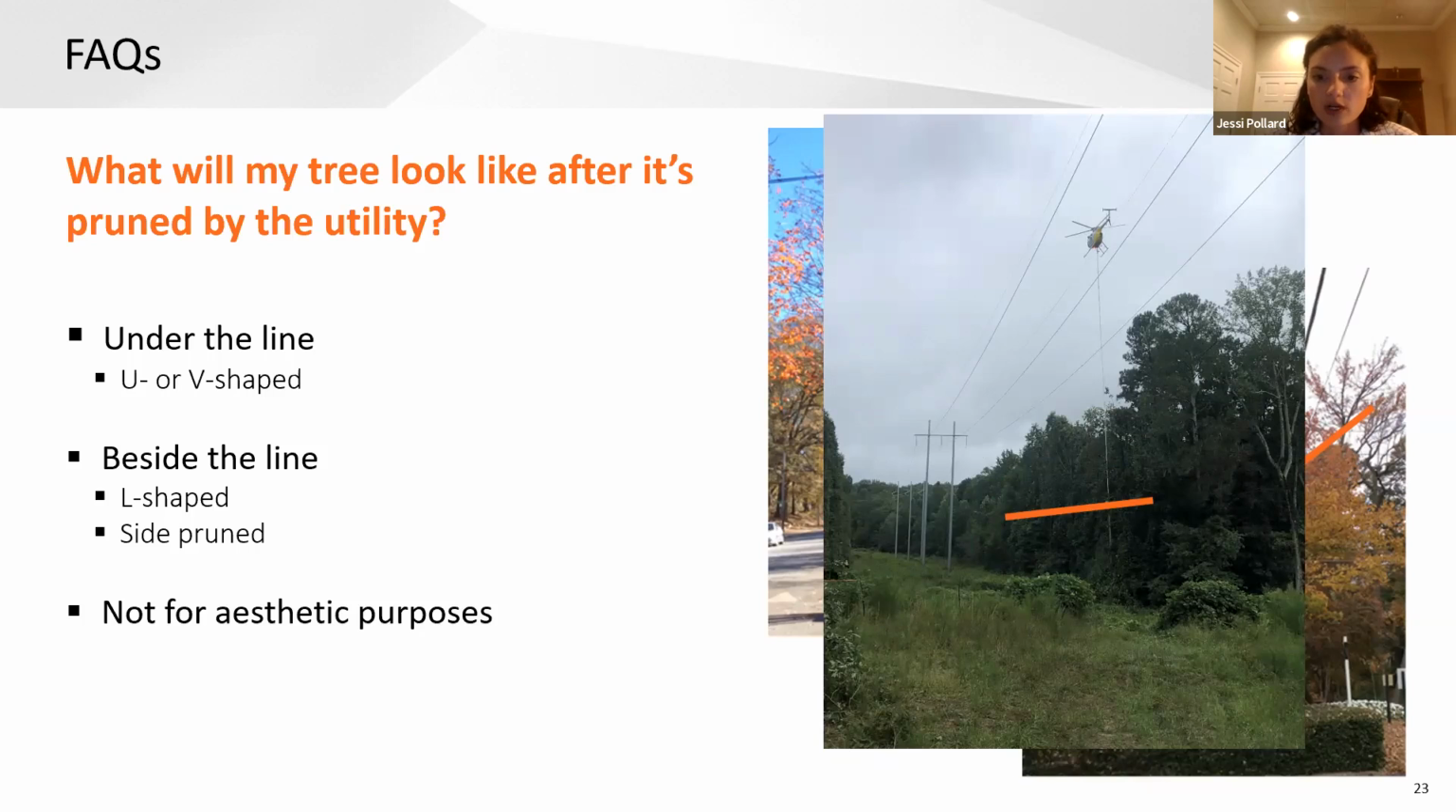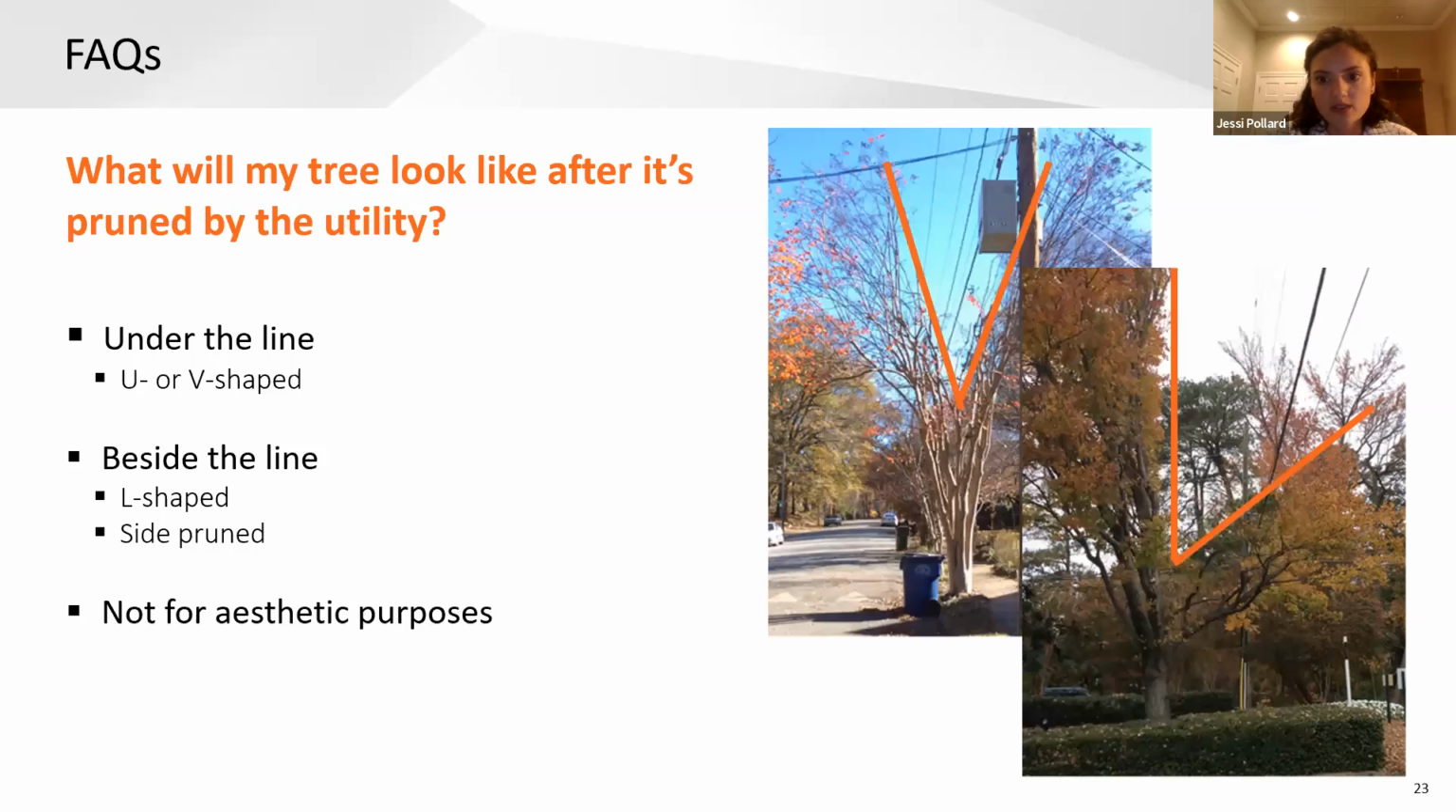This picture is one of our helicopter trimming projects. You can see he's got that large saw hanging underneath the helicopter, and he's going through and side pruning those trees to give it that walled off maximum clearance benefit. And like I said, this is not necessarily for aesthetic purposes. This maple tree here, obviously we changed the shape of this tree. We won't say that we don't change the shape, but we are obligated to keep those lines clear from these trees, and this is a proper way to do that.